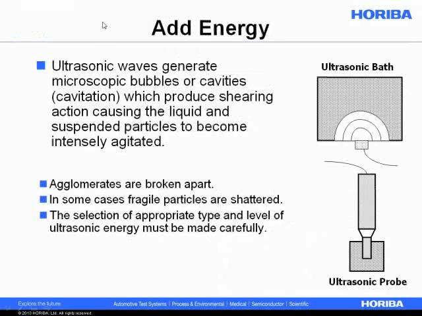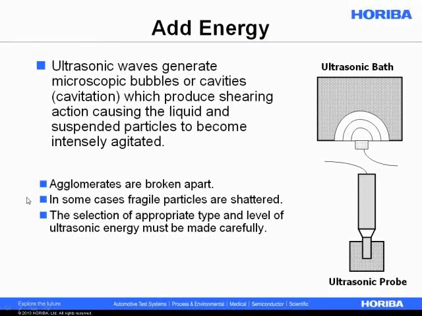All right, so we have the sample, it's wetted, it's inside a beaker, we're about to do the measurement. One thing we might do to help break up those agglomerates is just add energy. We might put the samples in an ultrasonic bath, or maybe we'll hit it with an ultrasonic probe, where, due to the wavefront, bubbles and cavitation add energy, and that energy is used to break up agglomerates.